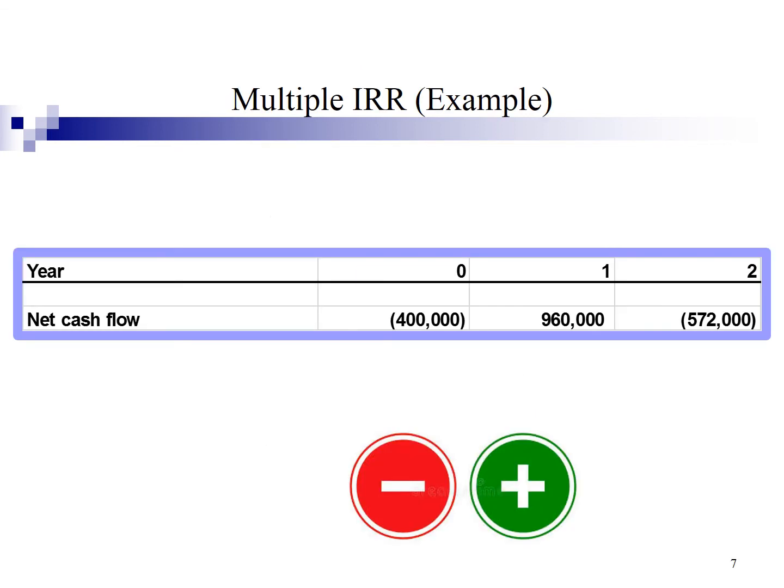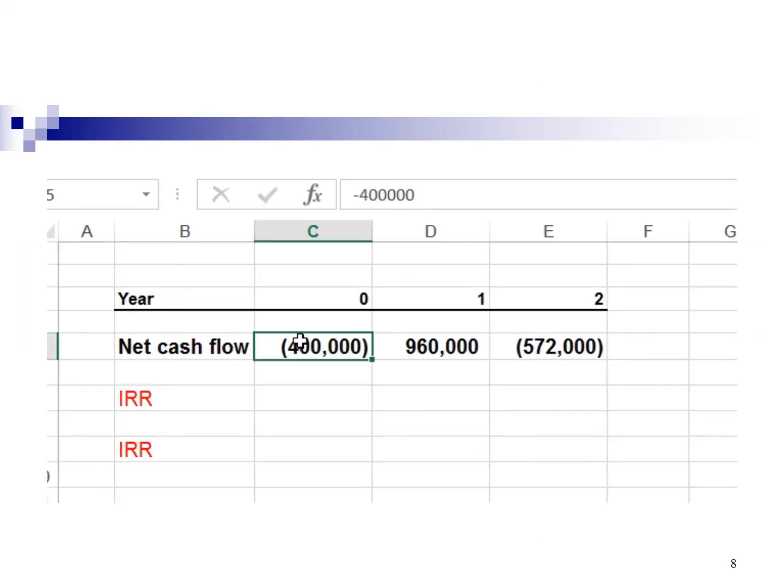Let's look into an example. In this investment project, the net cash flow in year 0 is negative, positive in the first year and negative in the second year. We are going to calculate the internal rate of return. In this example, the cash flow changed sign. Therefore, there could be more than one IRR. I will use the guess function when calculating the IRR. We do not know the actual answer of IRR, but we can guess.